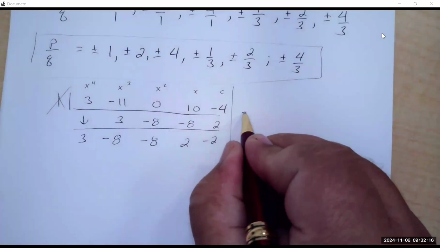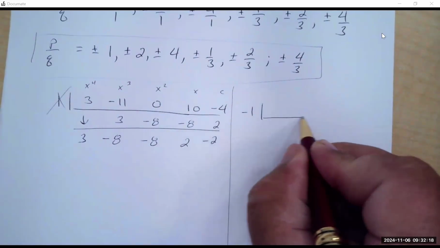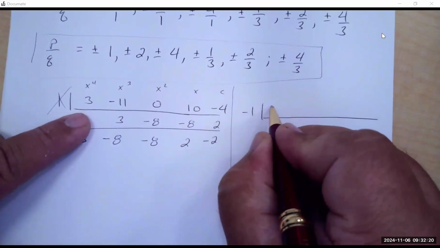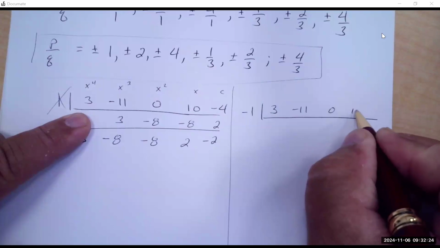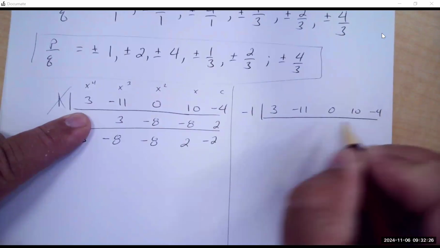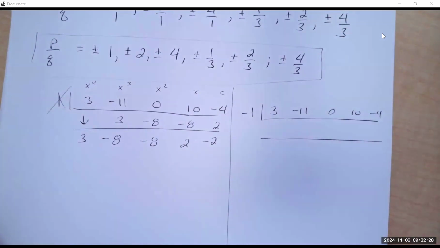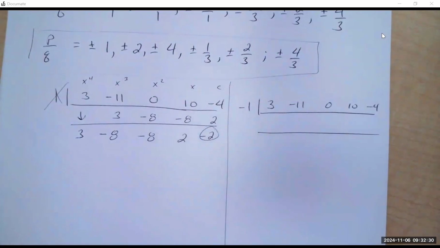So now we gotta try -1. Yeah, that's what we talked about. Whenever you use synthetic division, it's only a 0 if it equals 0 at the very last number.